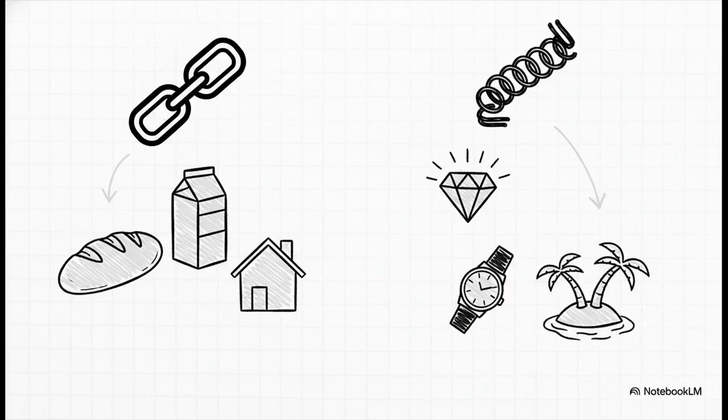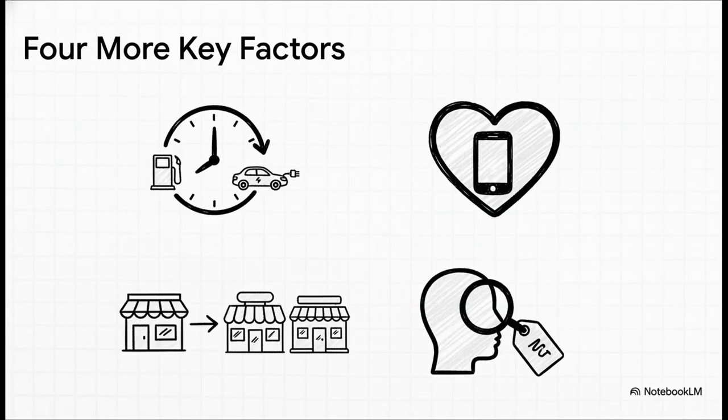But what about luxuries, like designer clothes? Yeah, those are the very first things we stop buying when prices go up. Totally elastic demand. And it doesn't stop there. There are a few more key factors to think about, like the time frame.